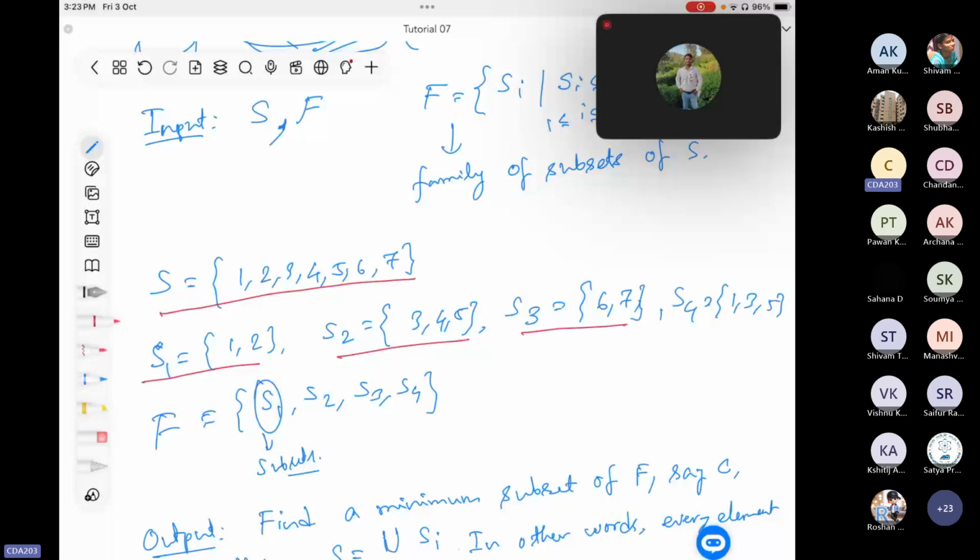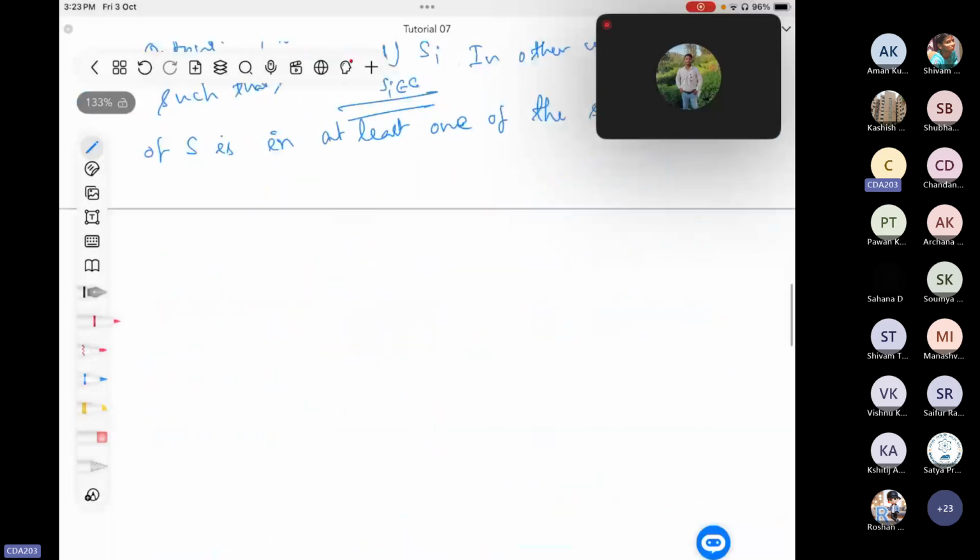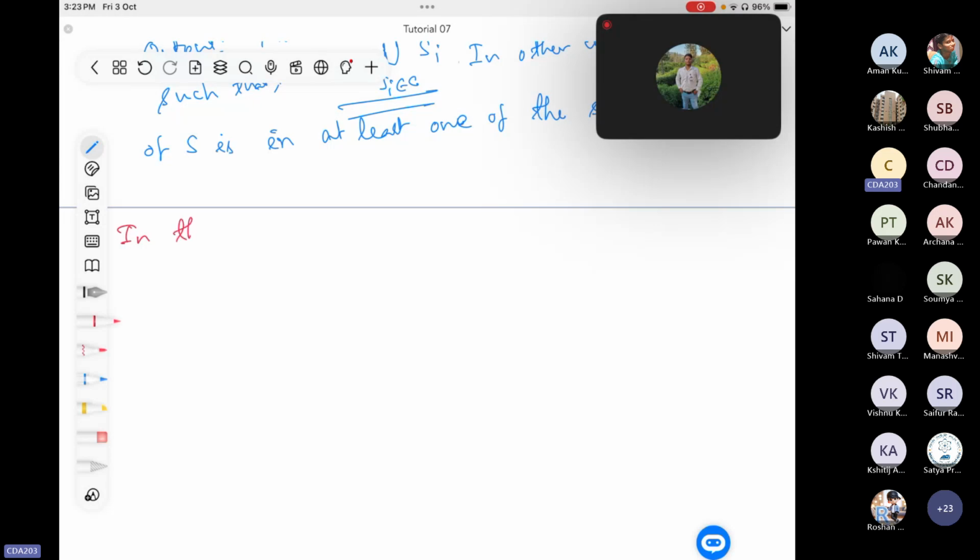So we can consider a subset C in the previous example. In the previous example, S1 union S2 union S3 is equal to S. So if we consider C as a subset, C is a subset of F.